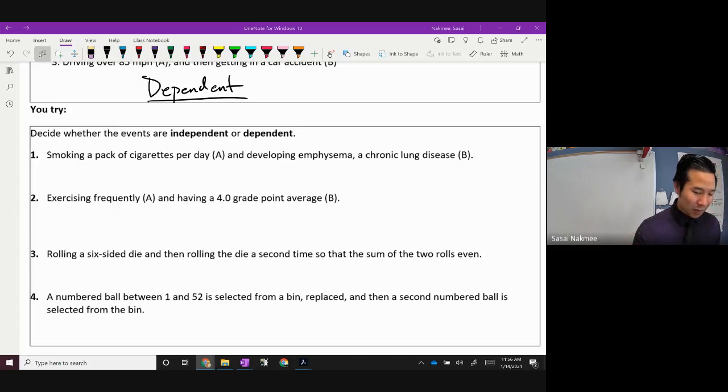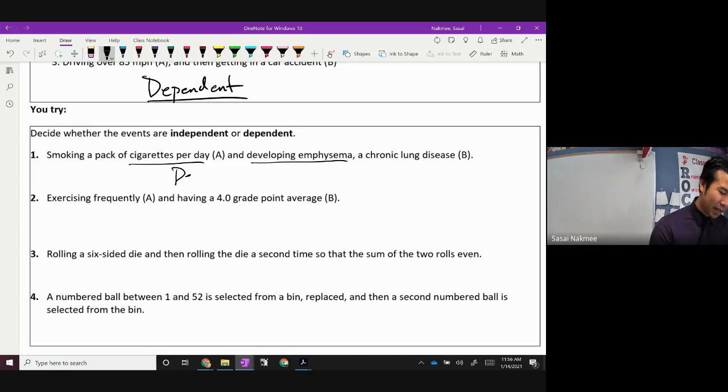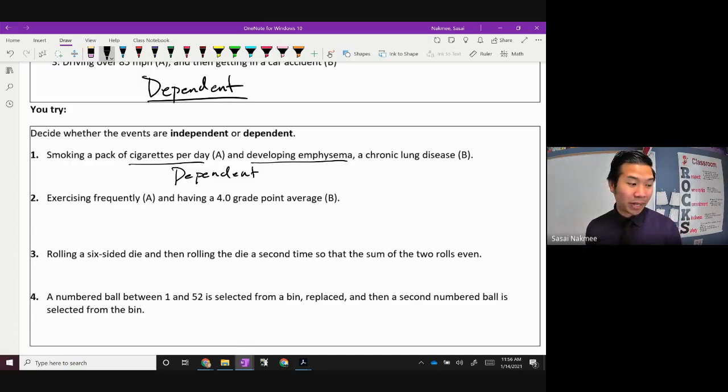All right, let's wrap this up. Smoking a pack of cigarettes a day, developing emphysema. I'm hoping you guys can see that is, I'm pretty sure, dependent, right? One of these does affect the other. Getting emphysema is usually developed by smoking, so I'd say that's dependent. Hopefully you guys put that down in the Pear Deck.